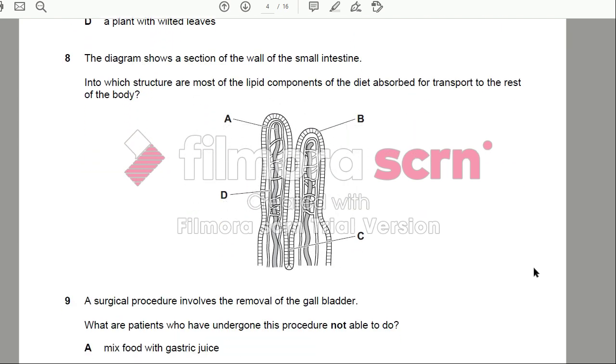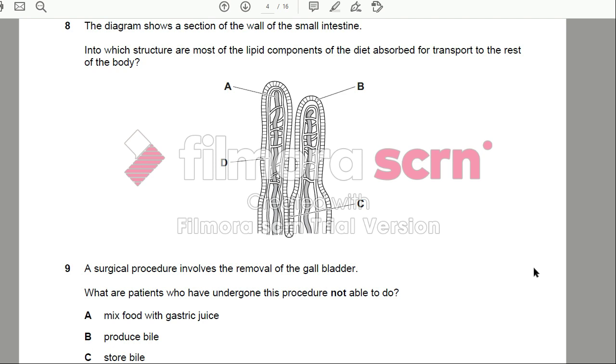Now we move to question number 8. The diagram shows a section of the wall of the small intestine. Into which structure are most of the lipid components of the diet absorbed for transport to the rest of the body? First, we discuss the labels given in the diagram. Label A shows the position of the lacteal or lymph vessel in the villus. Label D, these are blood capillaries. B and C are microvilli.